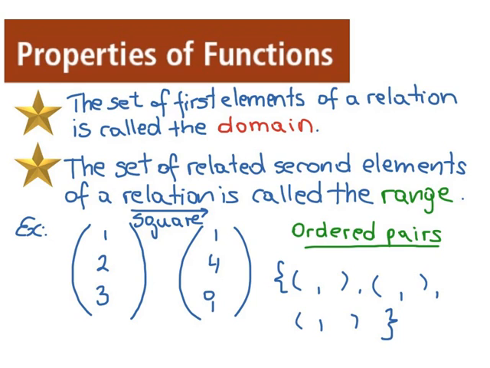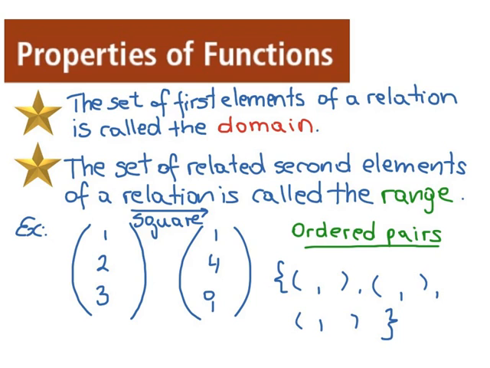The set of first elements of a relation is called the domain. The set of related second elements of a relation is called the range. Let's take a look at an example below. The following example is called an arrow diagram. It relates 1, 2, 3 to 1, 4, 9 by squaring it.